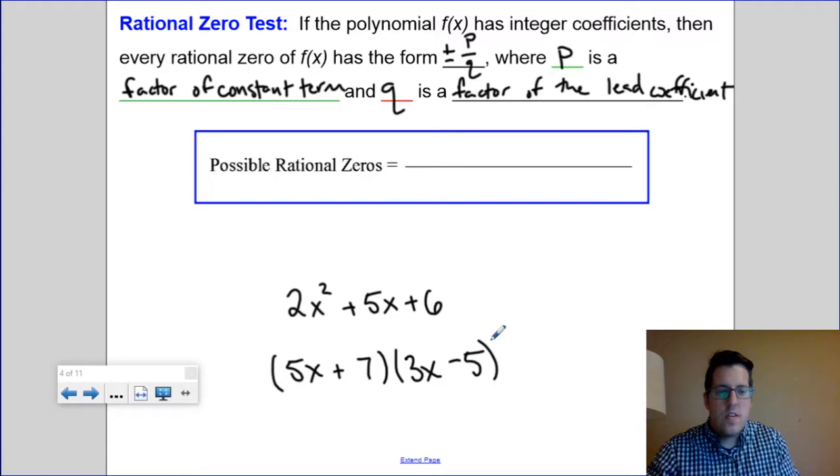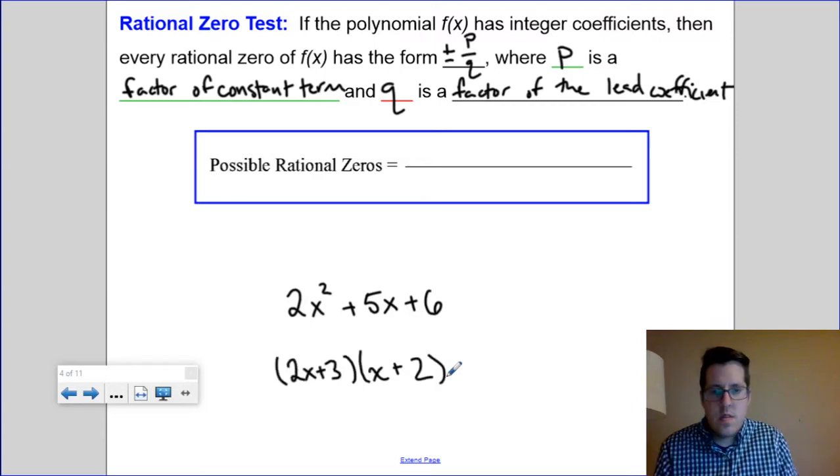This factorization, on the other hand, is completely unreasonable. Why would I use a 5x and or a 3x to try and make a 2x squared? And why would I use a 7 or a -5 to multiply to make 6? It just doesn't make sense.